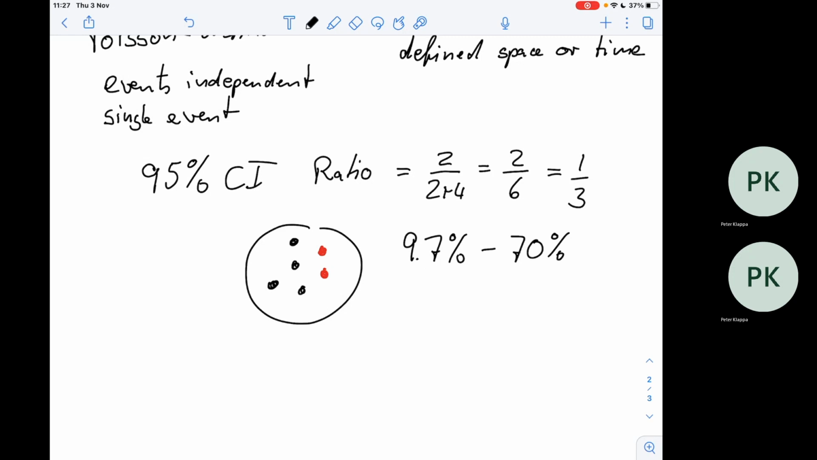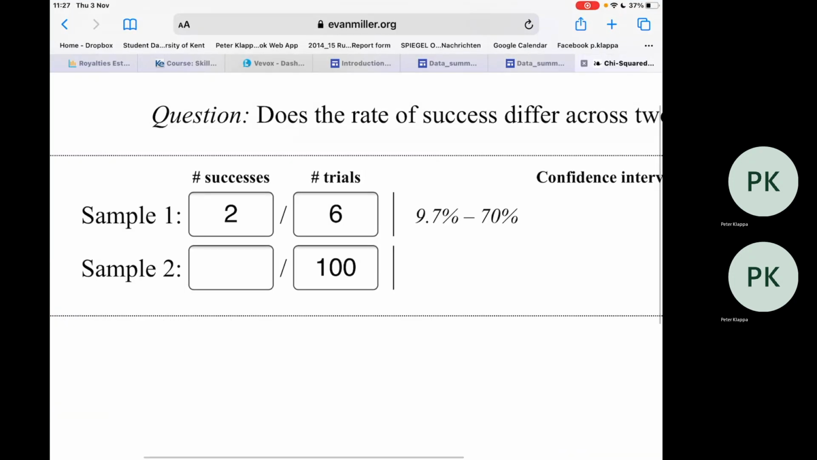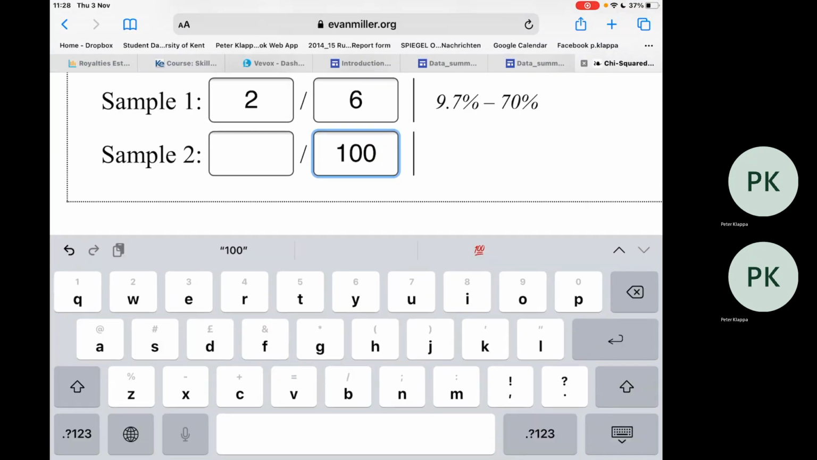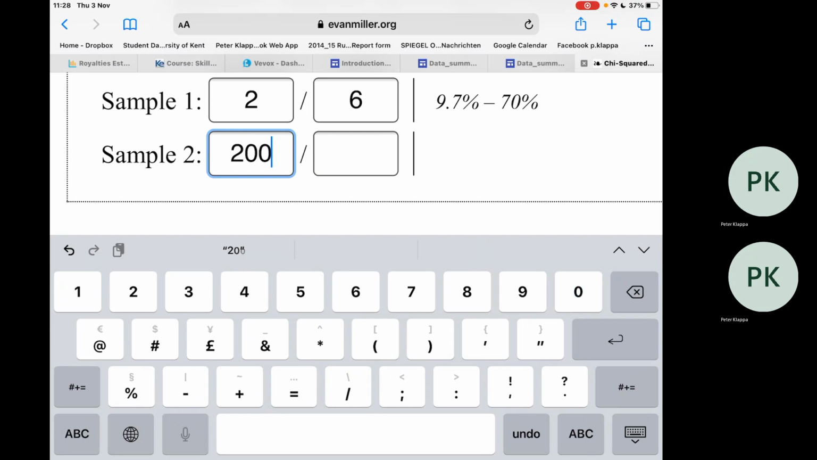Now, the ratio is very, very strongly dependent on the numbers, on the sample size. I'll show you. So we've got 2 out of 6. That gives us this huge confidence interval. Let's say, however, we do this experiment with huge numbers.